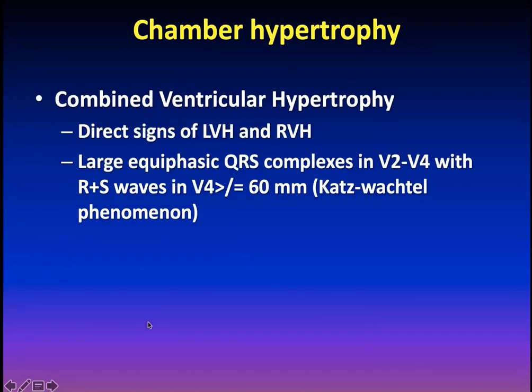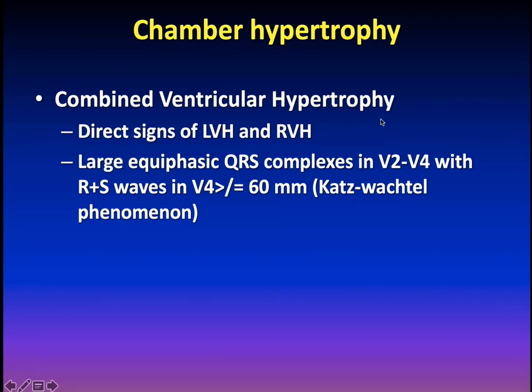Okay, so we also have a combined ventricular hypertrophy. The phenomenon we call the cat's wagtail. It means that the R and S in V1 to V4 is more than 60 millimeters. So it is a combination of right ventricular hypertrophy and left ventricular hypertrophy.